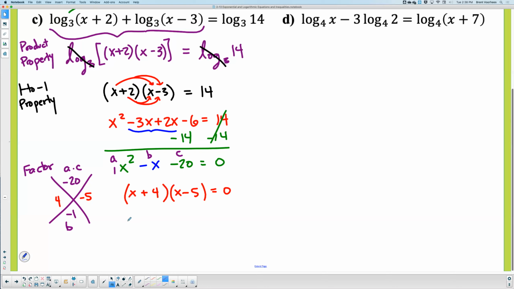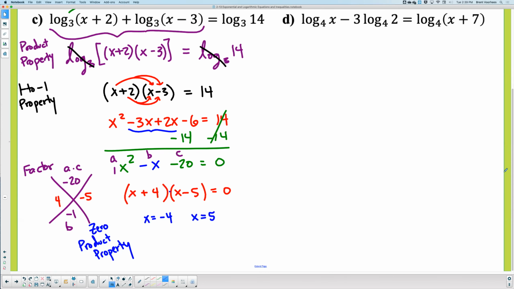Now, according to the zero product property, that's an algebra 2 property. You also saw it in unit 1. It states that if you are multiplying, meaning you have a product, and the product is 0, what's the only way to multiply and get 0? You have to multiply by 0. So what would x equal in this first parenthesis? x equals -4, or x equals, in this parentheses, +5.